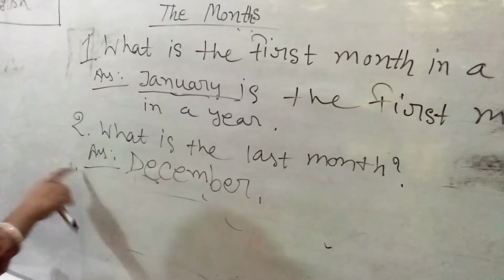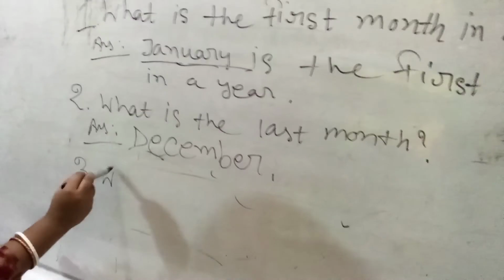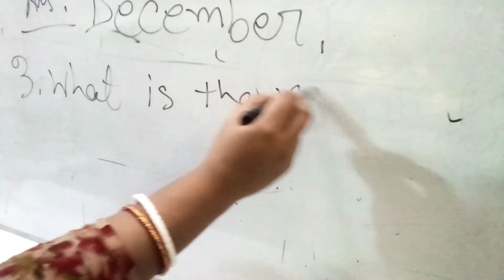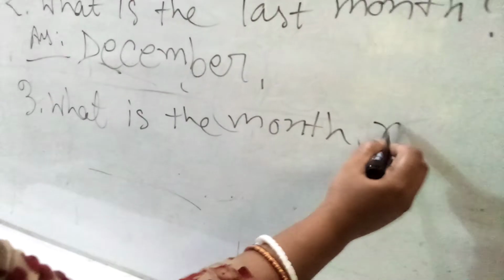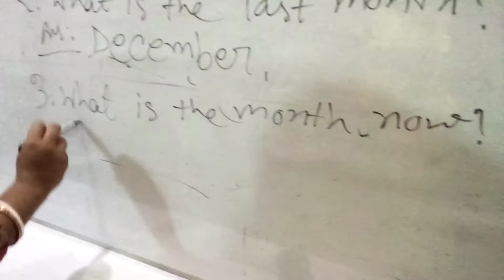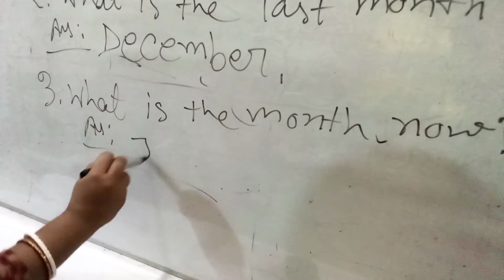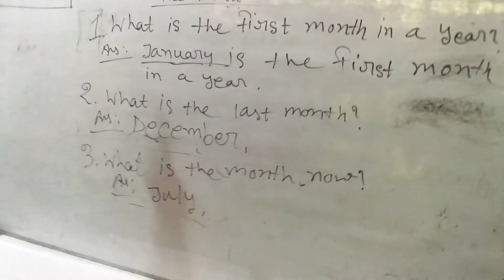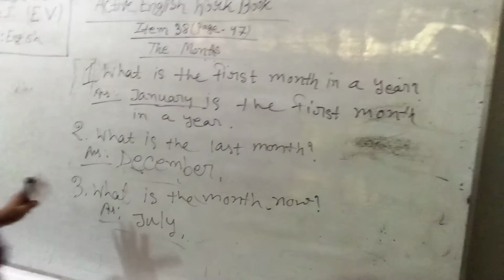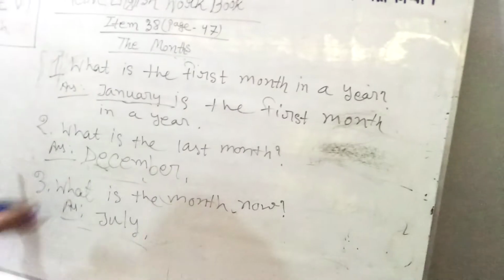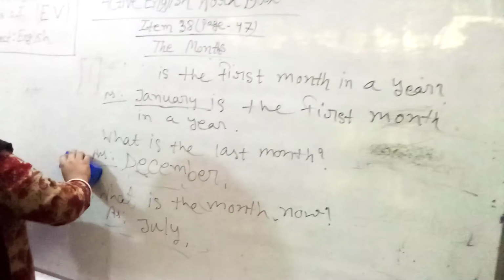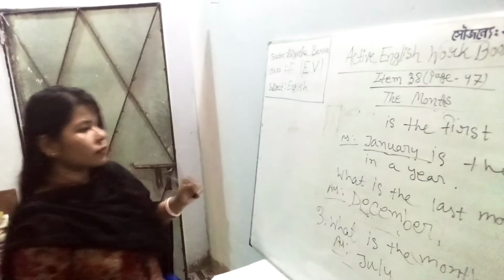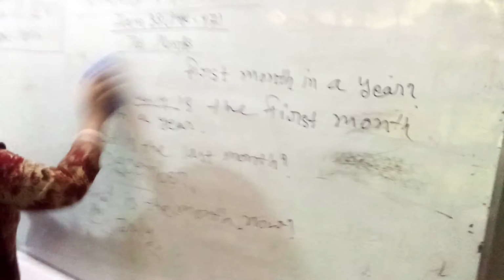Then number three, if I ask you what is the month now? The current month is what? It is July. So you can just put the name of the month, okay? In this way you can answer. I'm not telling you it is all about your exam, but it is for your better knowledge, okay? So now coming to the next part.